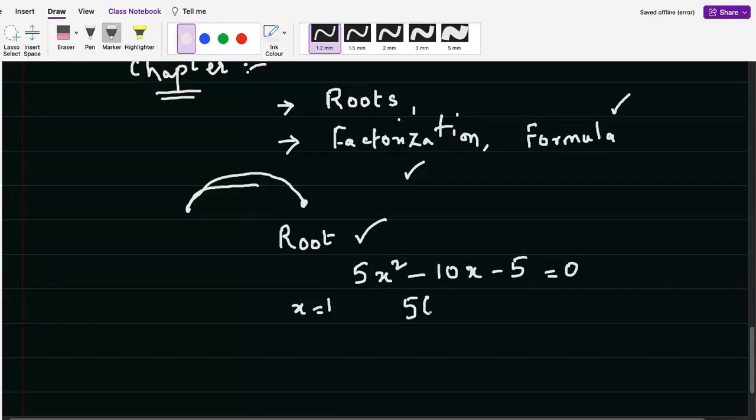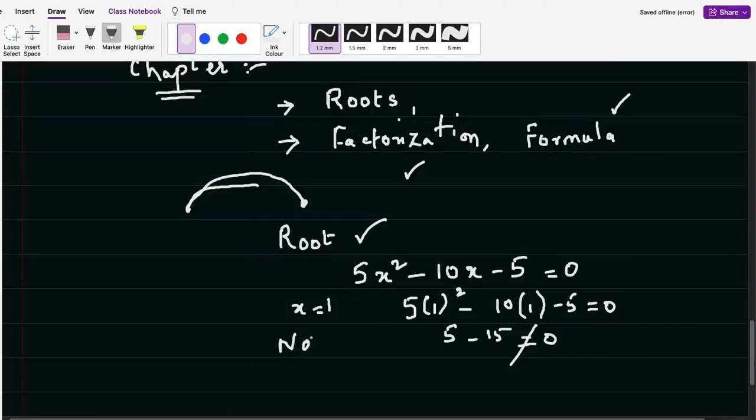it becomes 5 into 1 square minus 10 into 1 minus 5 equals 0. So 5 minus 15 equal to 0. Is it satisfying? No, it is not satisfying. That's why x equal to 1 is not a root. Similarly, if you use 2 here, 5 into 2 square minus 10 into 2 minus 5 equal to 0. So this will become 20 minus 20, again we will have minus 5, which is not equal to 0. This is not a root.